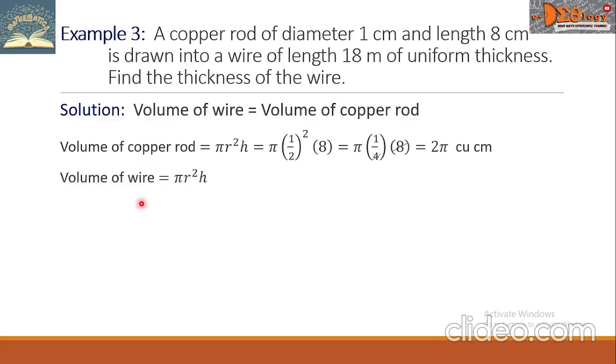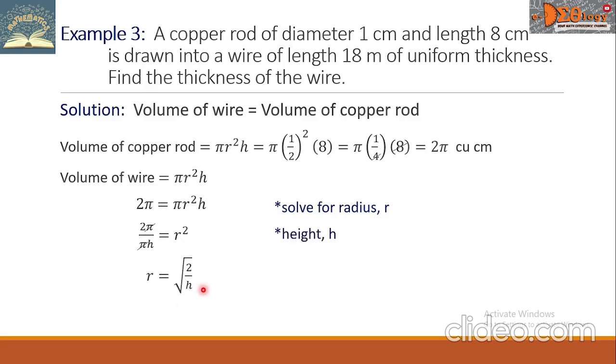Now, the volume of wire. The formula is also pi r square times h. With the idea here that the volume of wire equals volume of copper rod, this is the volume of copper rod that we can substitute for the volume of wire. So we have 2 pi equals pi r square h. Then we solve for the radius r. We isolate the r square, so that will be 2 pi divided by pi times h. We can simplify this by cancelling the pi. Then the value of r will be the square root of the fraction 2 over h.